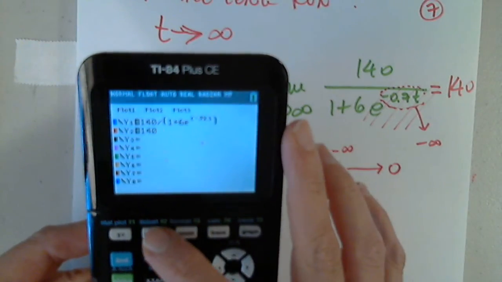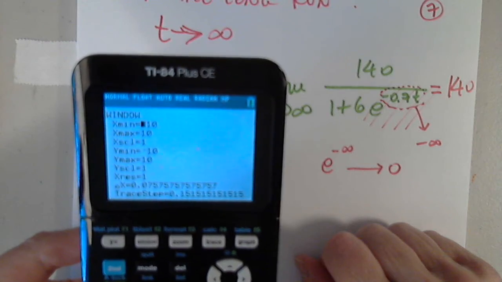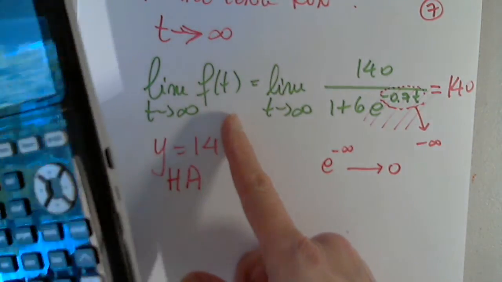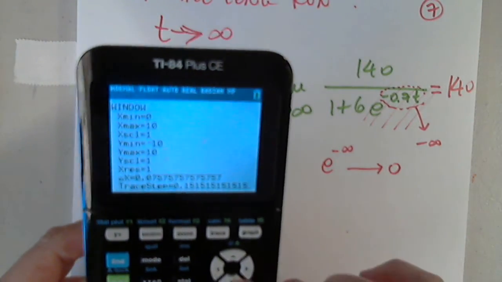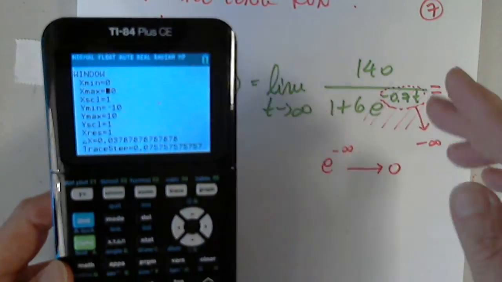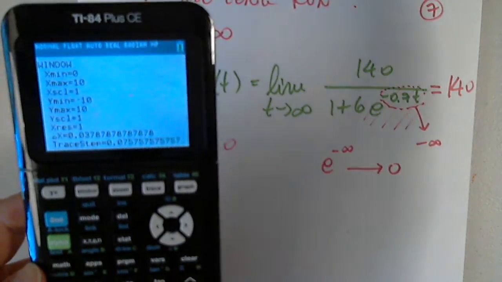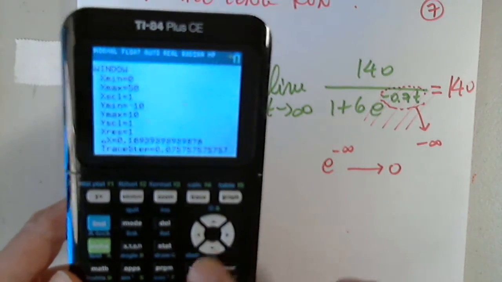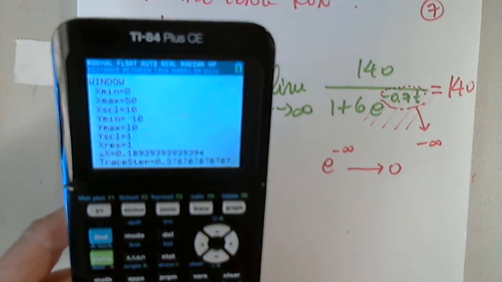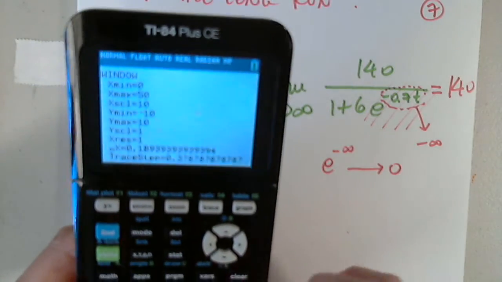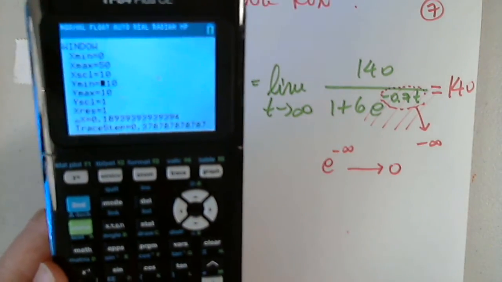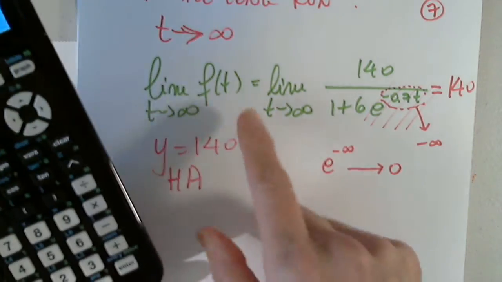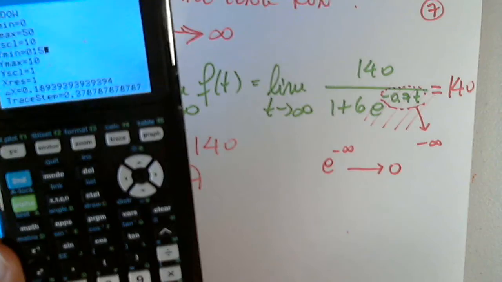And now I have to work on the window. I don't care for negative 10. I can have time negative 10, right? So I'm going to put 0. X maximum, I don't know how fast it will converge, so I'm going to start with 50 with a scale of 10. See what happens. Y minimum, we're not going to talk about that because I cannot have a negative number of cells. Y maximum definitely has to pass 140. So I'm going to put 150.